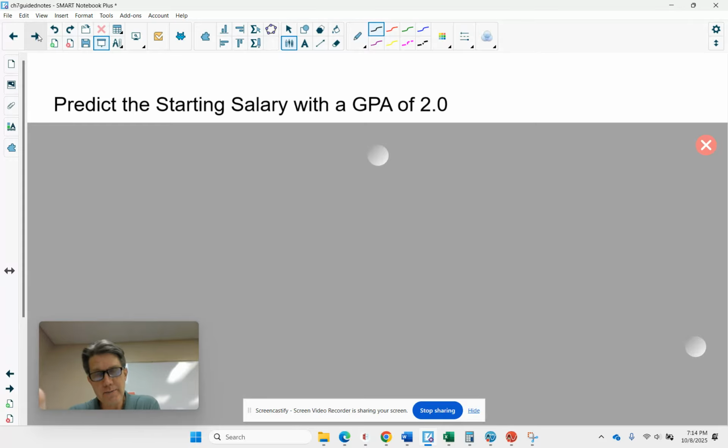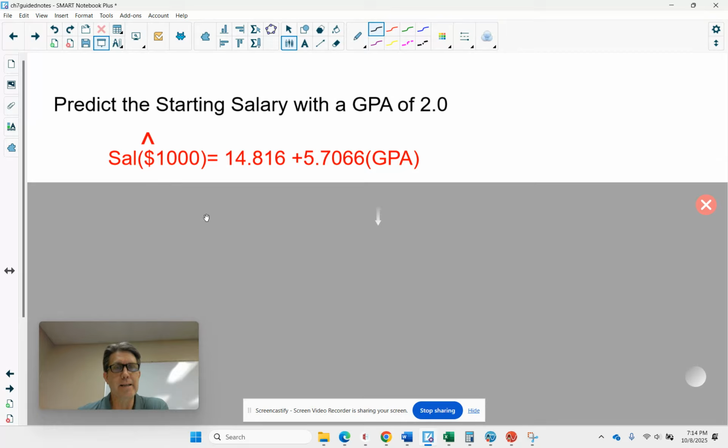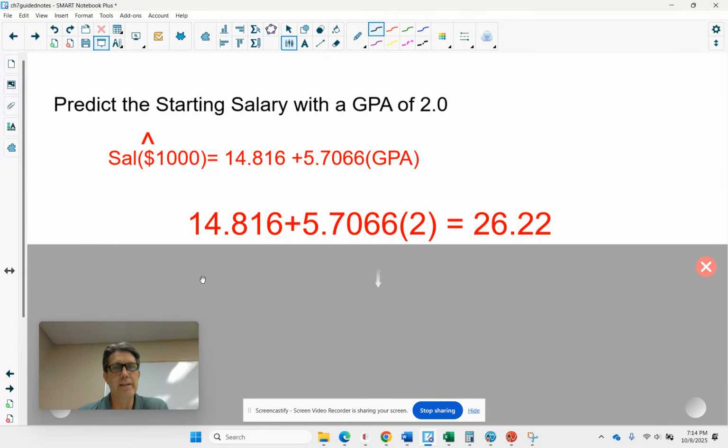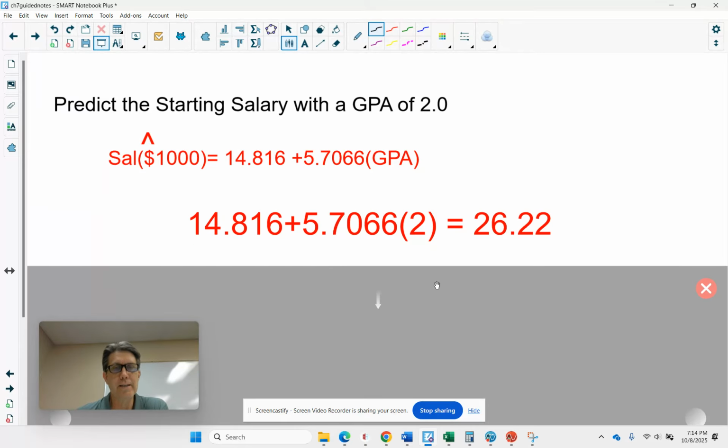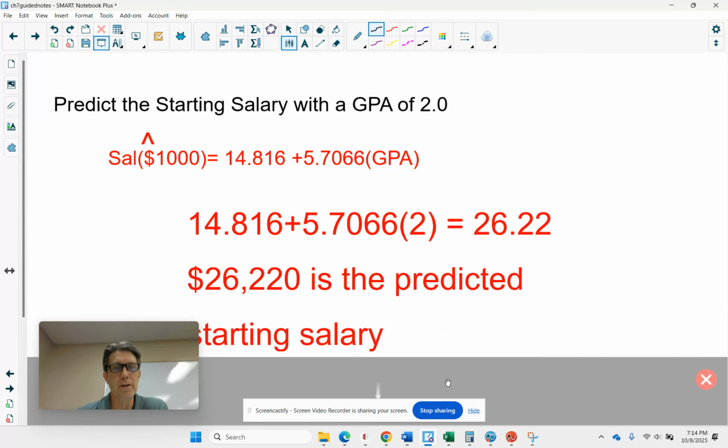All right, next, predict the starting salary with a GPA of 2. So again, pause the video if I'm going too fast, but I do just want you to always know that that's the case. If you plug in a 2, you substitute in a 2, and when you substitute a 2, you get 26.22. Well, that's a starting salary of $26,220 because you multiply that by thousands. If you say this, you need to say thousands of dollars. Okay, so don't forget that it's in thousands, so it's not $26 or not $26 an hour, it's 26,000.